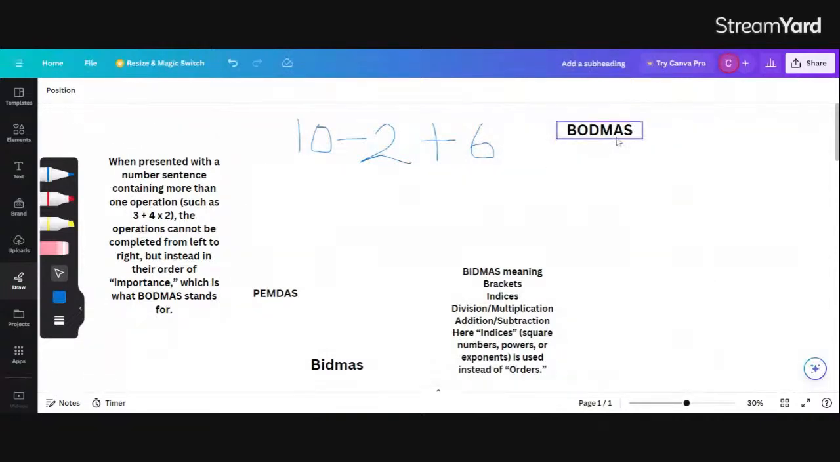The rule says that addition and subtraction are of equal importance. If they are present in any problem, both of them are of equal importance. Then to arrive at the correct answer, you have to start your calculation from left to right. Okay, from left, then to right. Left to right.